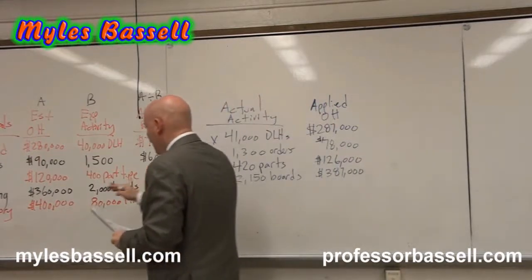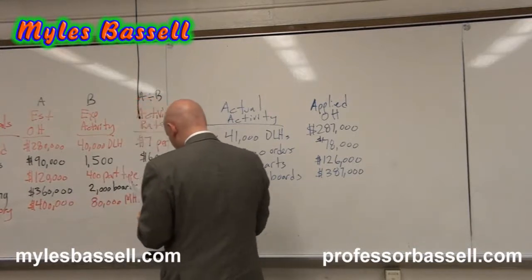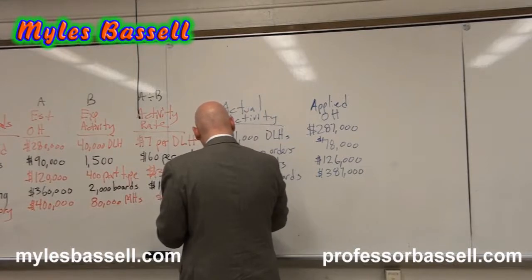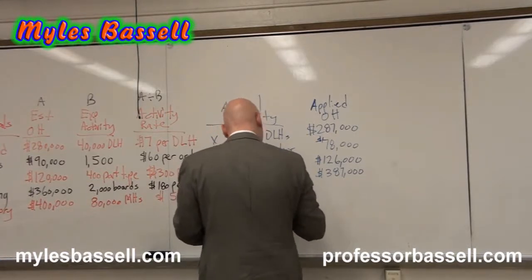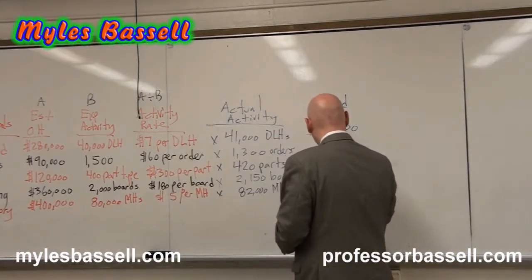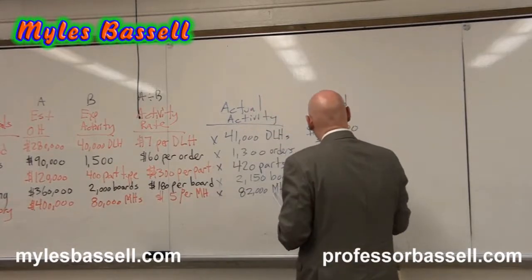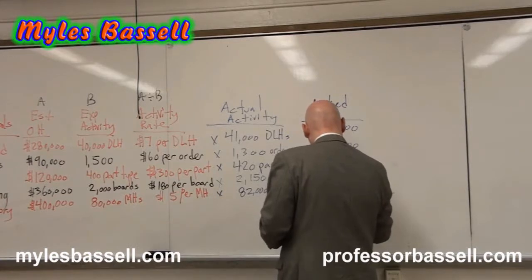$387,000. And then on the general factory rate, we expected 80,000 machine hours, and in this case, the actual activity was 82,000 machine hours. Which is how much? 410,000. Good, $5 per machine hour. And that gives us a total of 1,288,000.